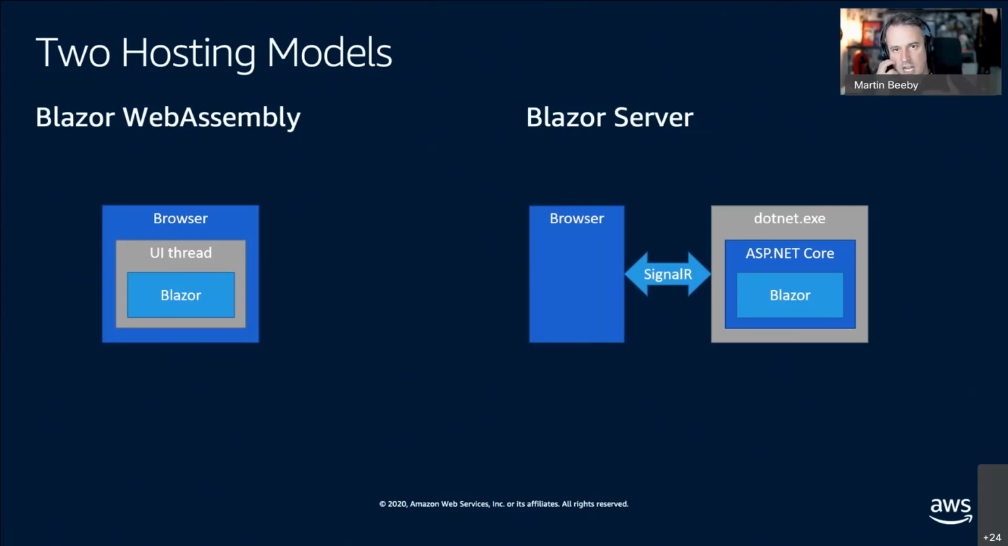WebAssembly is a new feature of browsers, and it's a way of being able to execute things or run things which it previously wasn't able to do. And some clever people have decided that we could actually run other programming languages inside browsers now. And Blazor WebAssembly is that. It's a really clever little framework for building web applications, but using C#.